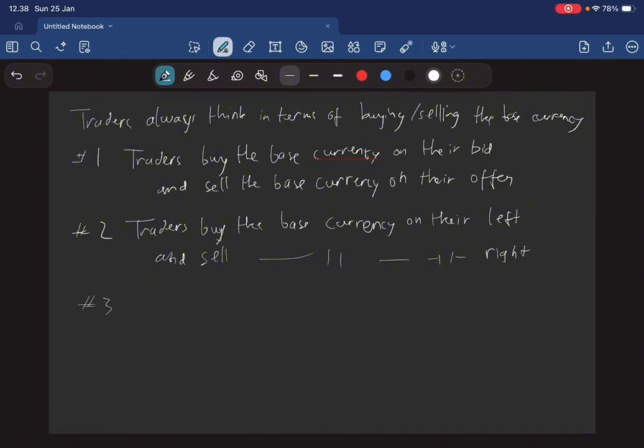Then third, traders will always sell to you at a higher rate than they will buy from you.